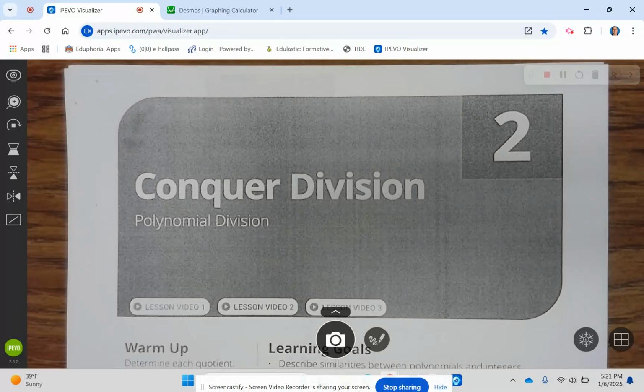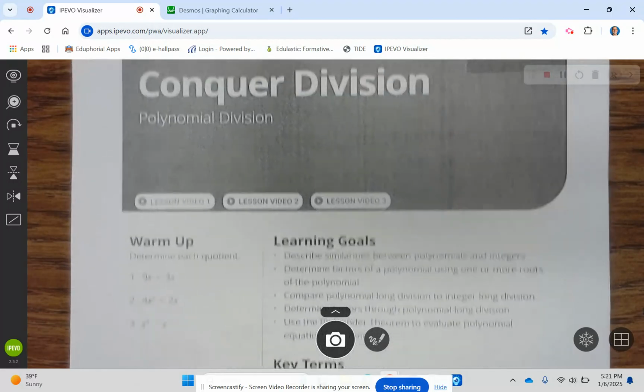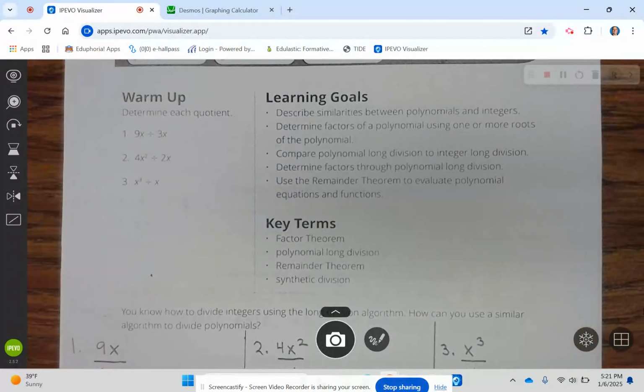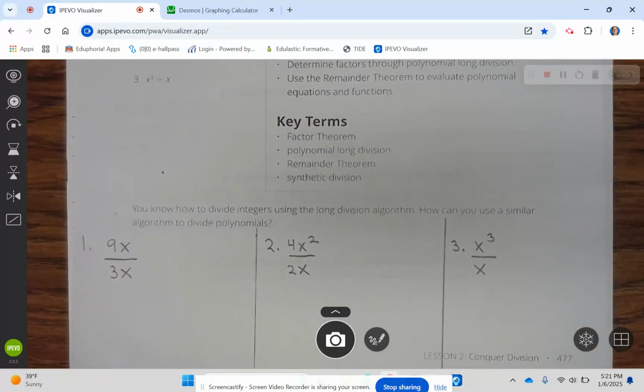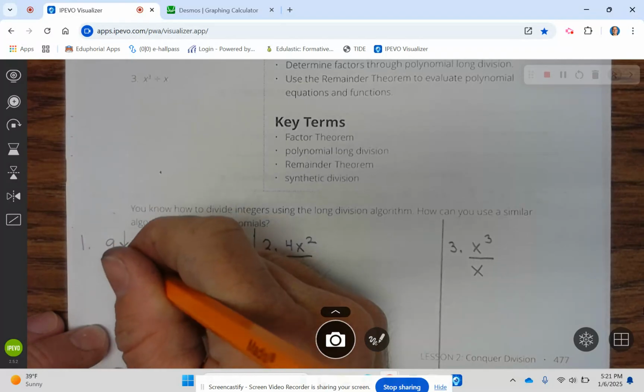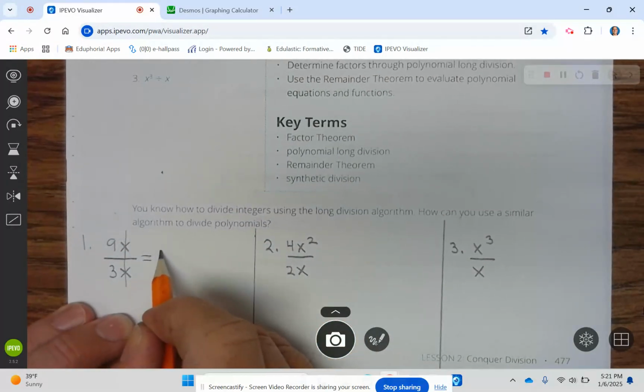Podcast. Today we're going to conquer division, polynomial division. Warm up. Determine each quotient. 1. 9x divided by 3x. Well, x divided by x is 1. 9 divided by 3 is 3.